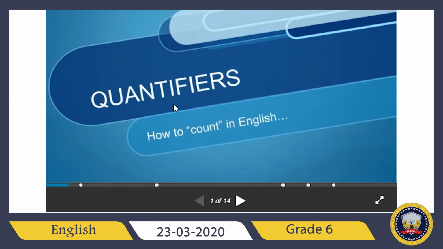What are quantifiers? Actually, in English, when you want to talk about the amount of something, about the amount that you have in your mind, you need specific words. These words are quantifiers. Today's lesson is about quantifiers, but before that we have to consider the different forms of nouns in the English language.